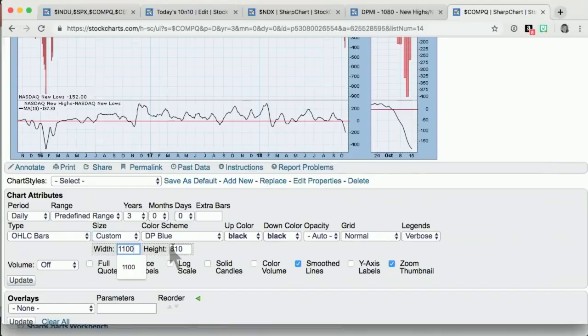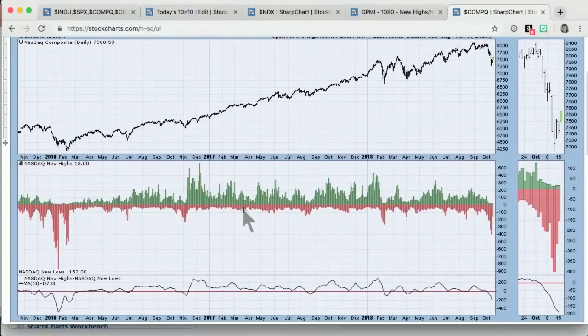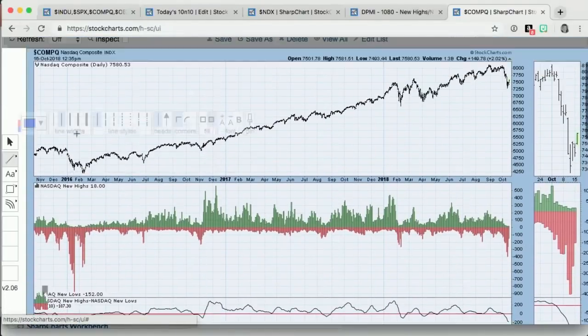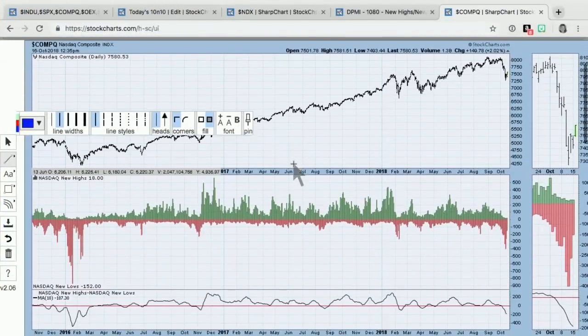These better for you. There we go. All right, now you can see everything, and I'm going to go ahead and annotate this. Make it big. All right.